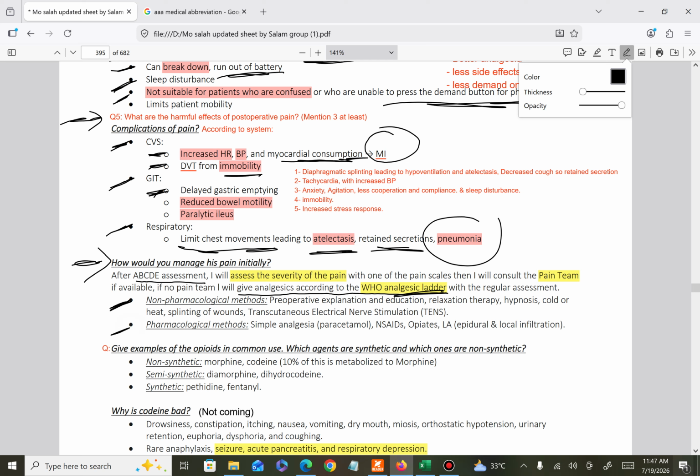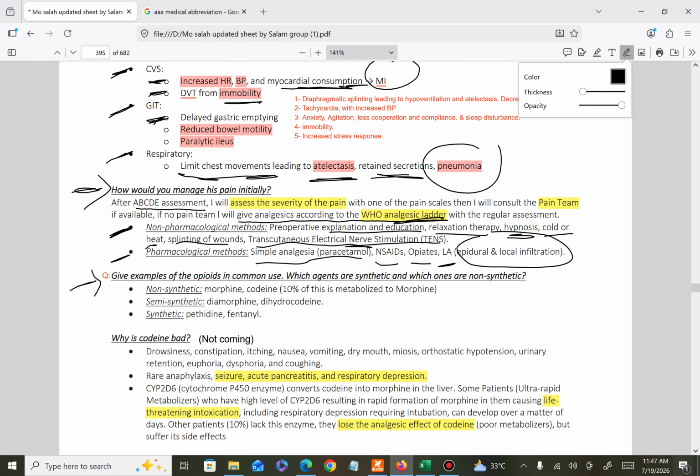In the non-pharmacological methods: pre-operative explanation and education, relaxation therapy, hypnosis, cold or heat, splinting of wounds, and transcutaneous electrical nerve stimulation, called TENS. Pharmacological methods are simple analgesia like paracetamol, NSAIDs, opiates, and local anesthetic in the epidural or local infiltration.